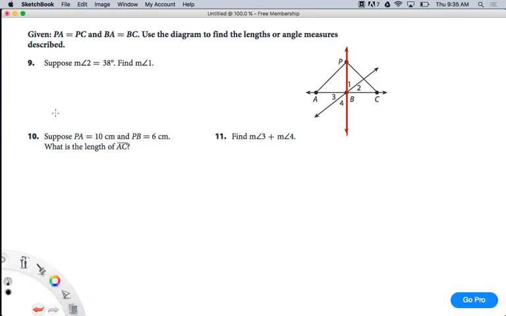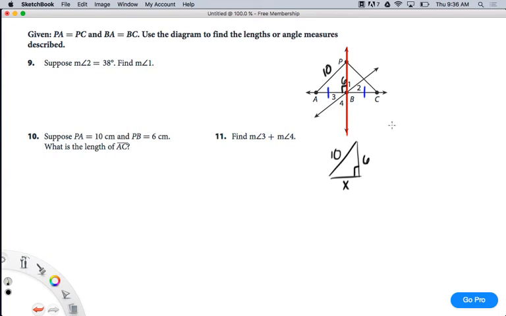So let's take a look at number 10. Suppose PA equals 10 centimeters and PB equals 6 centimeters. It says find the length of AC. Well, if this is the perpendicular bisector, what do I know about AB and BC? They are congruent. Good. So I can take out this triangle here that's 10, 6, and that side there. If it's a perpendicular bisector, I know this is a right angle, so this is 10, this is 6. I don't know the length of this side, but if I want to find AC, I have to find that side and then just double it to find the total of AC, right?